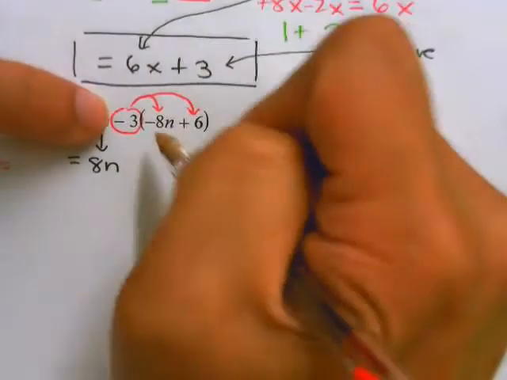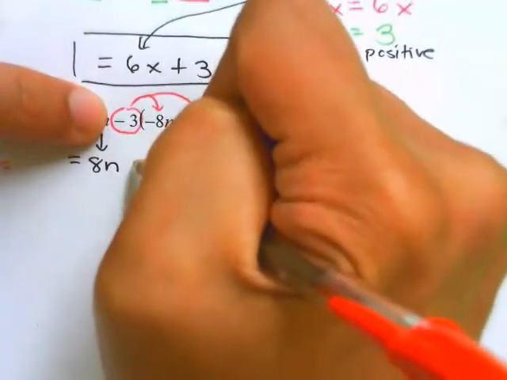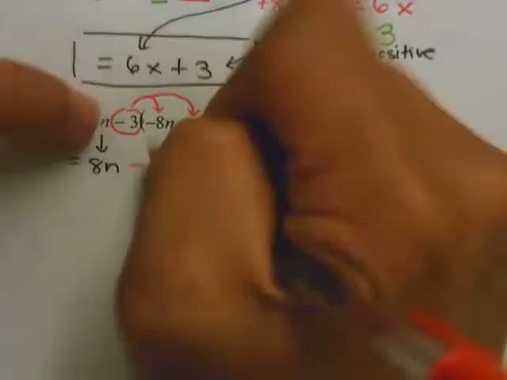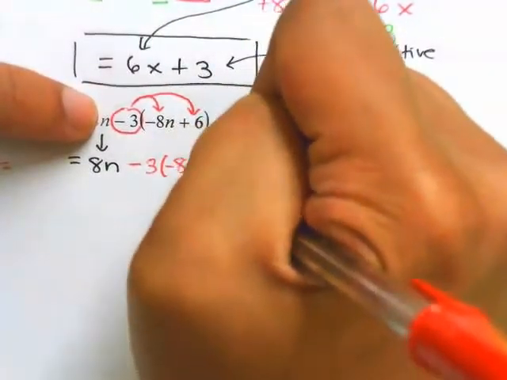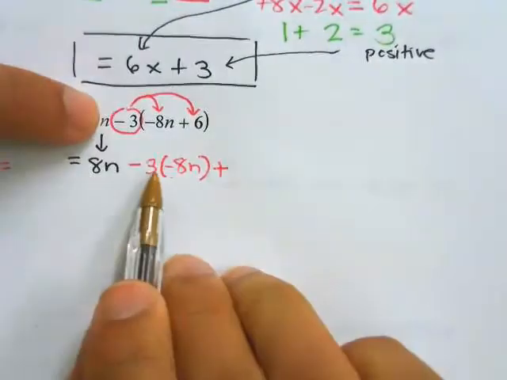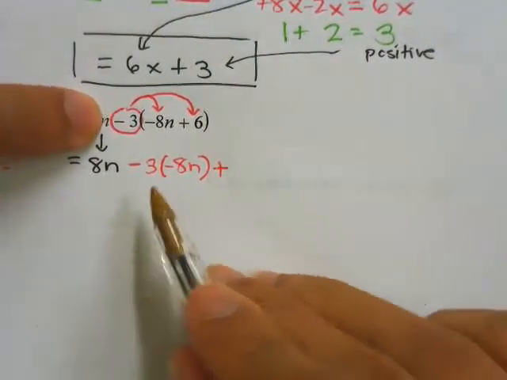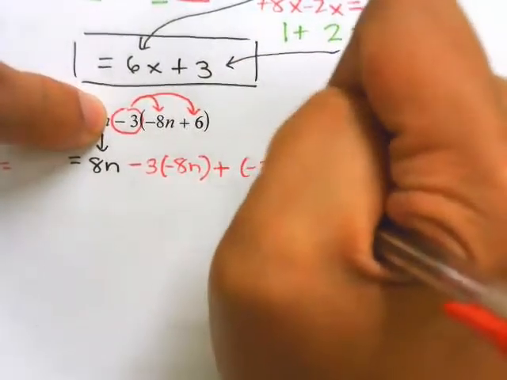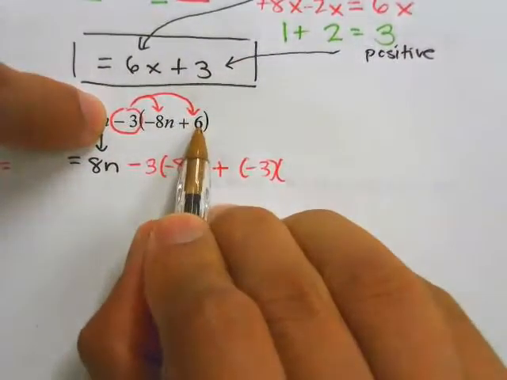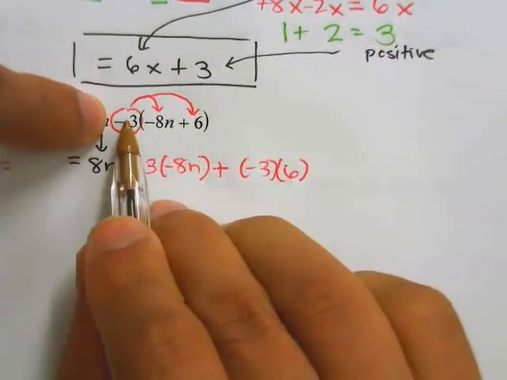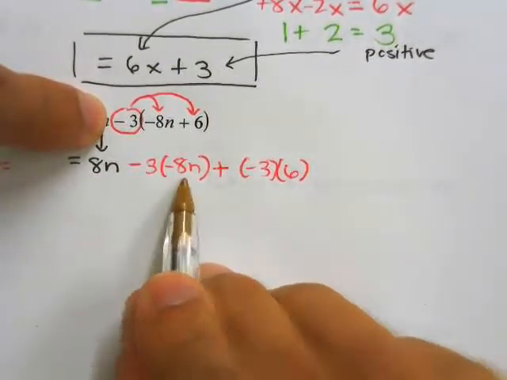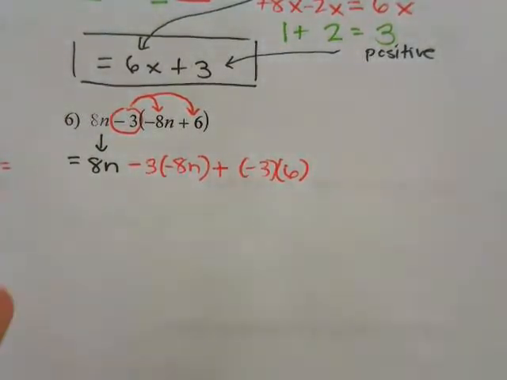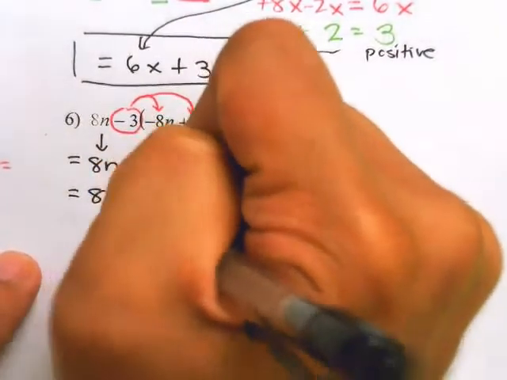All right. Now I'm going to do the first thing first. So we're going to go minus 3 times -8n. That's the first distribution. And then the second distribution is going to be plus -3 times 6. The first arrow pair is here. The second arrow pair is here. Let's simplify by multiplying them.